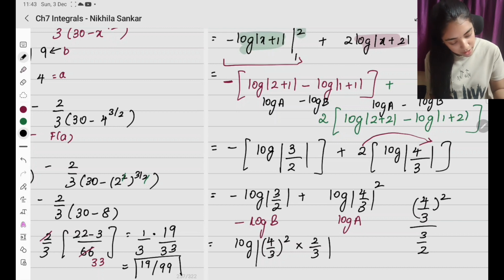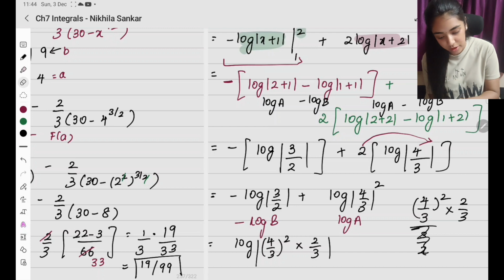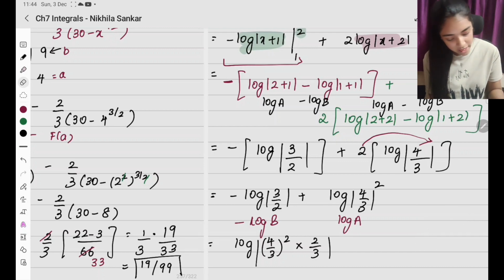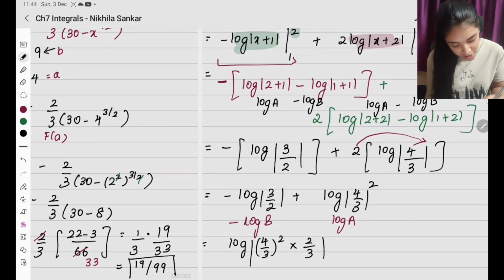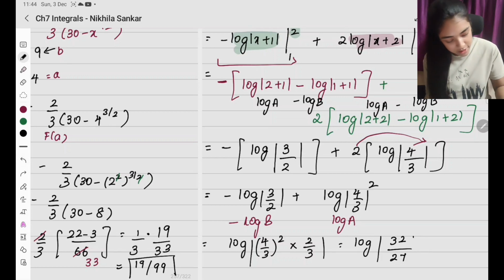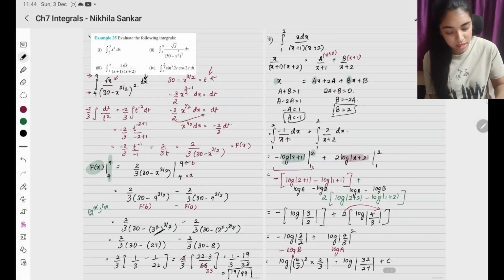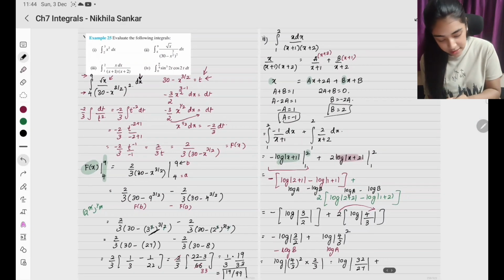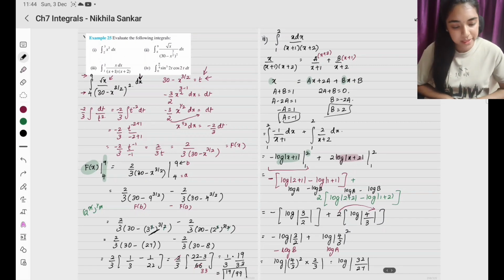So, I basically have 4 by 3 the whole square divided by 3 by 2. Divided by 3 by 2 என்ன ஆகும்? Reciprocal எடுத்தா, from here it goes to 2 divided by 3. So, this is what I've written inside. Okay? Understood? I've written the direct steps. So, when I simplify, I have log mod 4 square is going to be 16. 16 2s are 32 divided by 3 square is 9. 9 3s are 27. Okay. So, this is my final answer. Plus c? Okay. There is no c. Remember, there is no integration constant. Okay. Please copy.